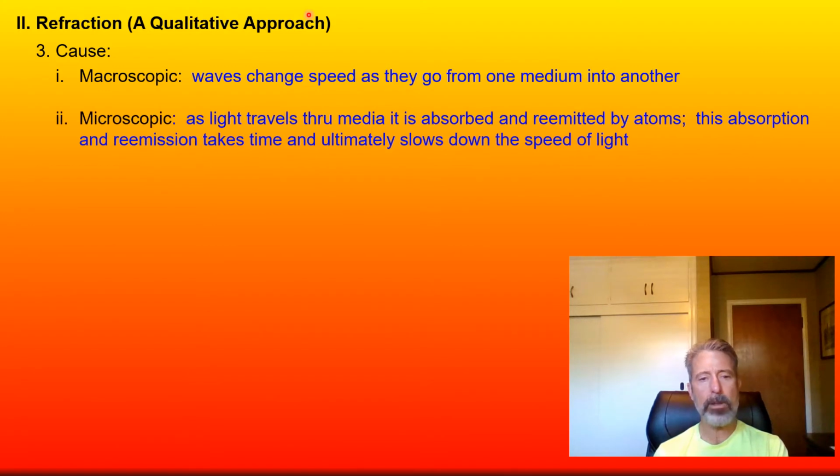Now, from a microscopic point of view, how could we explain why waves would change speed as they go from one medium into another? Well, for transparent media, for media which actually will transmit electromagnetic radiation, we can say that as the light travels through the media, the energy has to be absorbed and subsequently re-emitted by the atoms in that media. In this absorption and subsequent re-emission of the energy, it takes time. It causes a delay. And it's this delay that will affect how fast light can travel in that medium. The greater the time between absorption and re-emission, the slower the speed of the light.